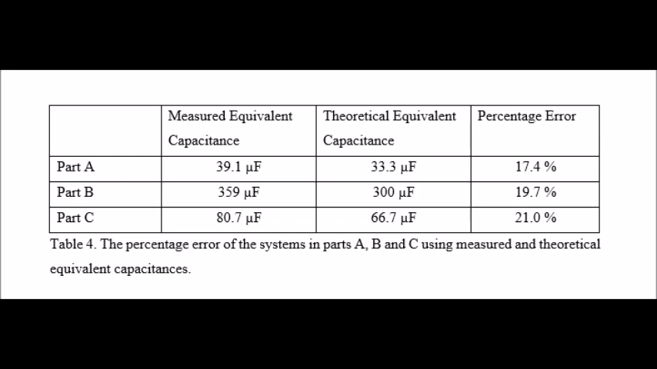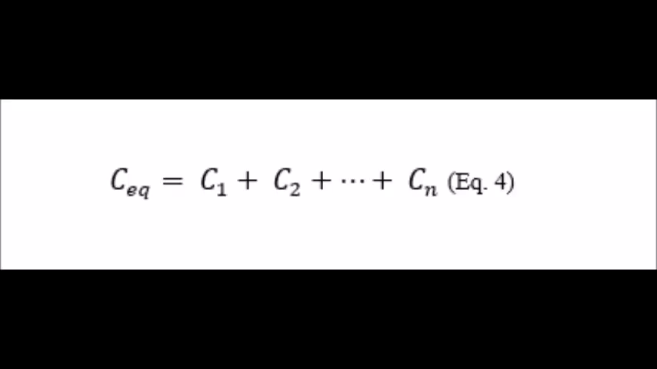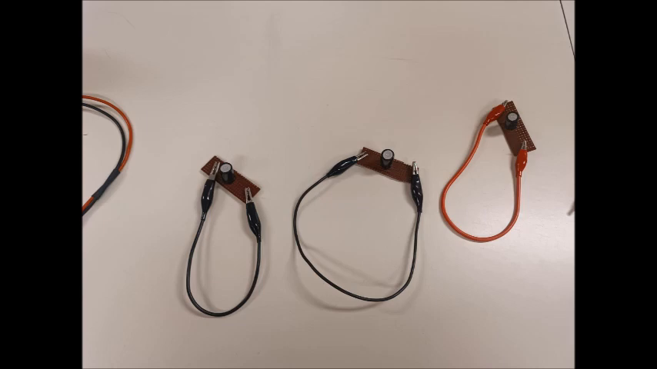Then I calculated my theoretical values for equivalent capacitance for part A, part B, and part C, where the systems consist of 3 capacitors, and I used these equations. My capacitors are short-circuited between each step for them to discharge fully, and I have calculated my error percentage, which is 17.4 for part A, 19.7 for part B, and 21.0 for part C.